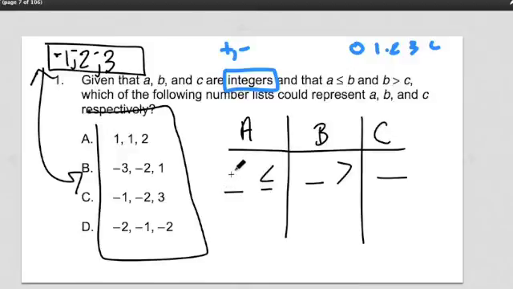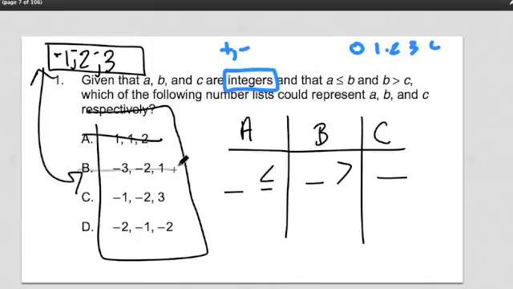So I'm going to test this out. I'm going to put 1, 1, and 2 here. Now I'm going to think about this. Is 1 less than or equal to 1? Yes. Is 1 greater than 2? No, that wouldn't work. I could cross out A. What about B? I'd try it. -3, -2, 1. Is -3 less than or equal to -2? Yes. Is -2 greater than 1? No, that's not right. Cross that one off.